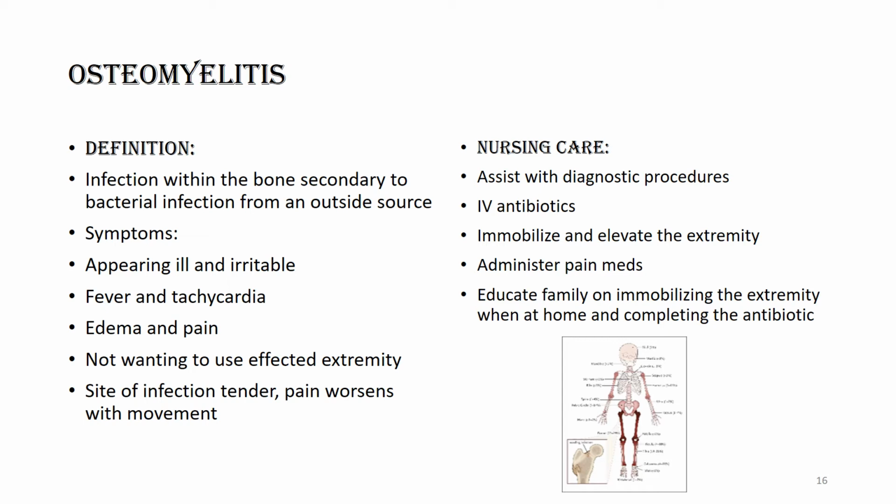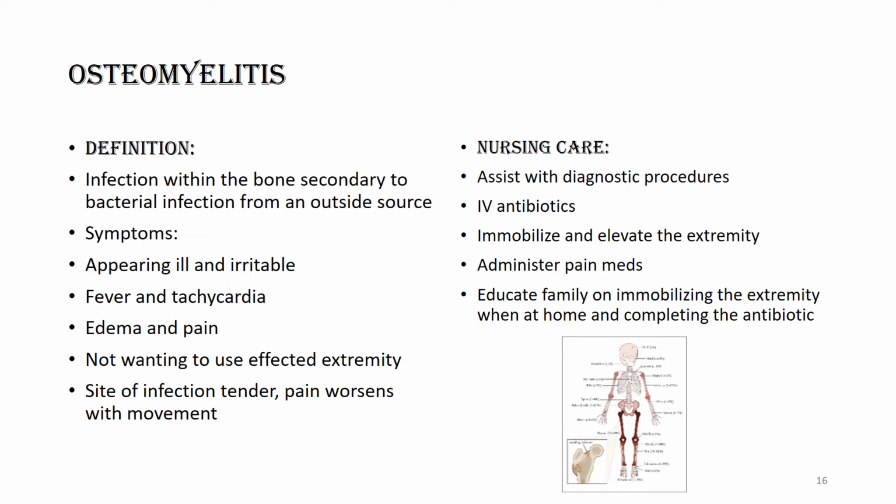The nursing care for these children is to assist with all the diagnostic procedures. Generally, they do a bone scan. The child will usually go for either a port or a line, like a Hickman catheter. So they'll go to surgery, and then they'll begin IV antibiotics for 6 weeks. They're generally only in the hospital until their IV site heals.